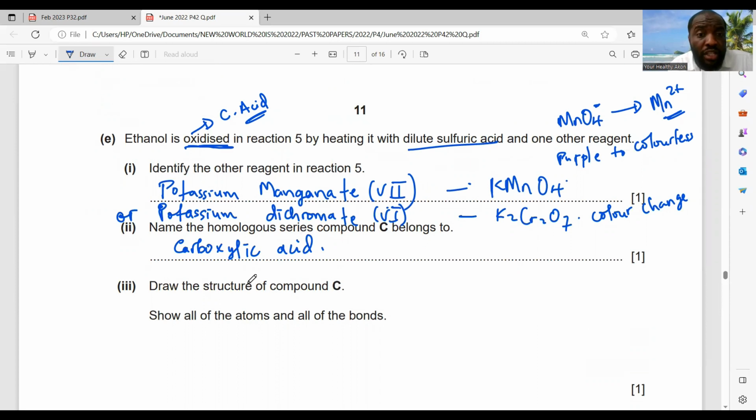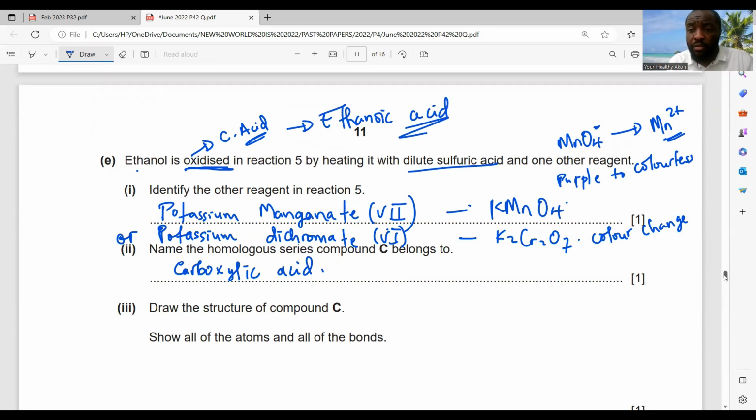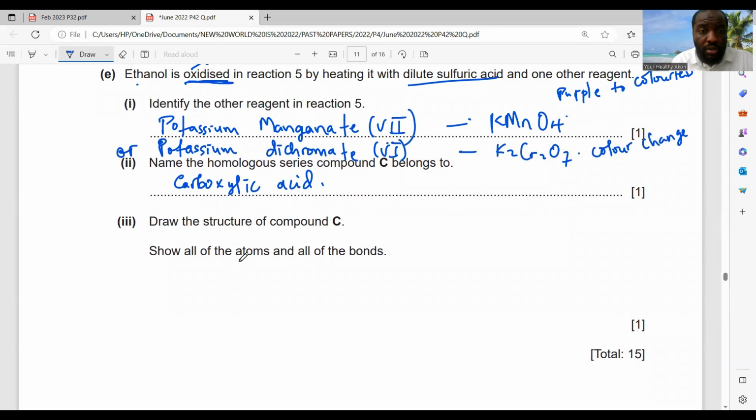And finally, draw the structure of what? Compound C. So if this is ethanol, then you're going to get the ethanoic acid. You're going to get your ethanoic acid. So what is that structure? Since you have to show all the atoms, then you want the display. So they want you to draw the display, so you've shown all the atoms.